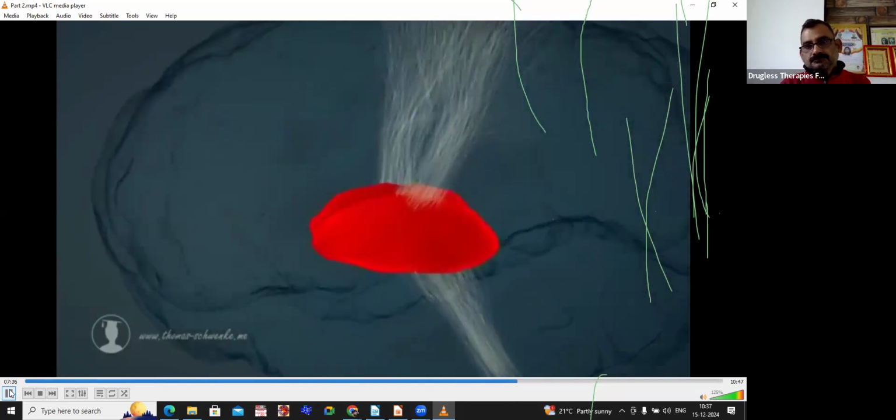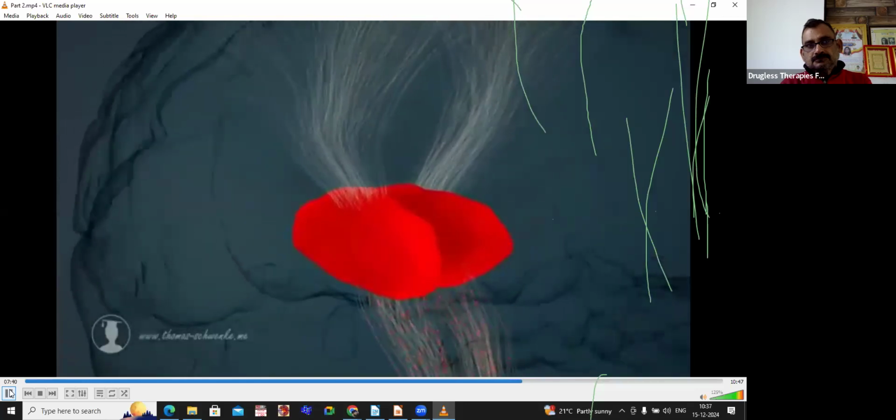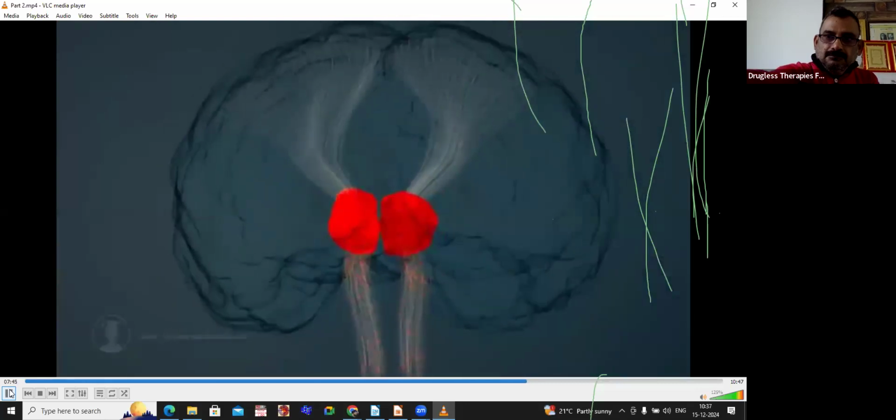Here are just some of the many nerve fibers that send signals from our body to the thalamus, which processes them and, if necessary, transmits them to the neocortex.